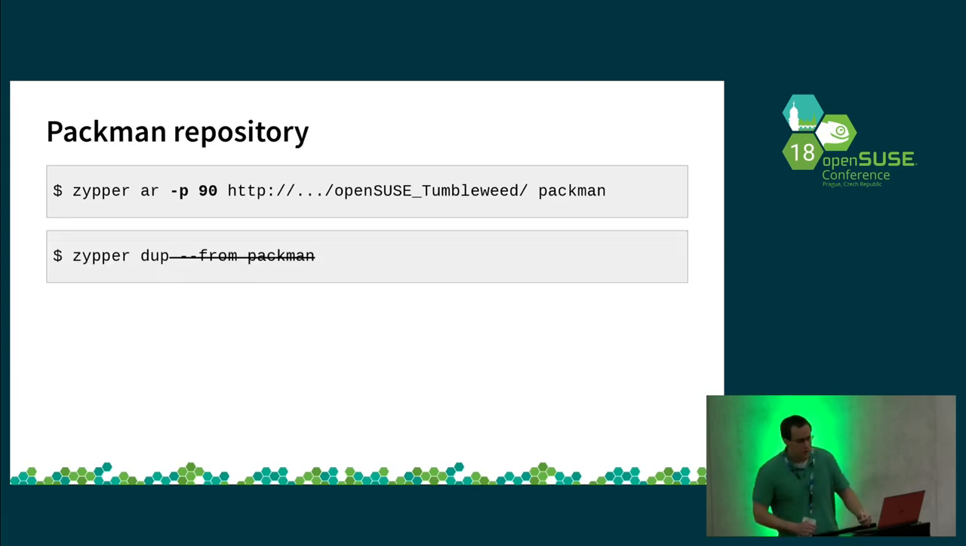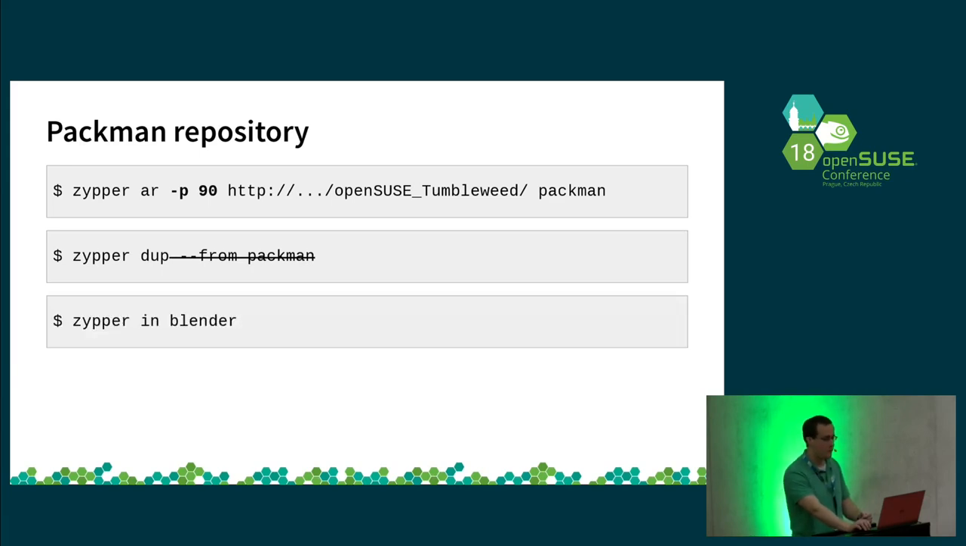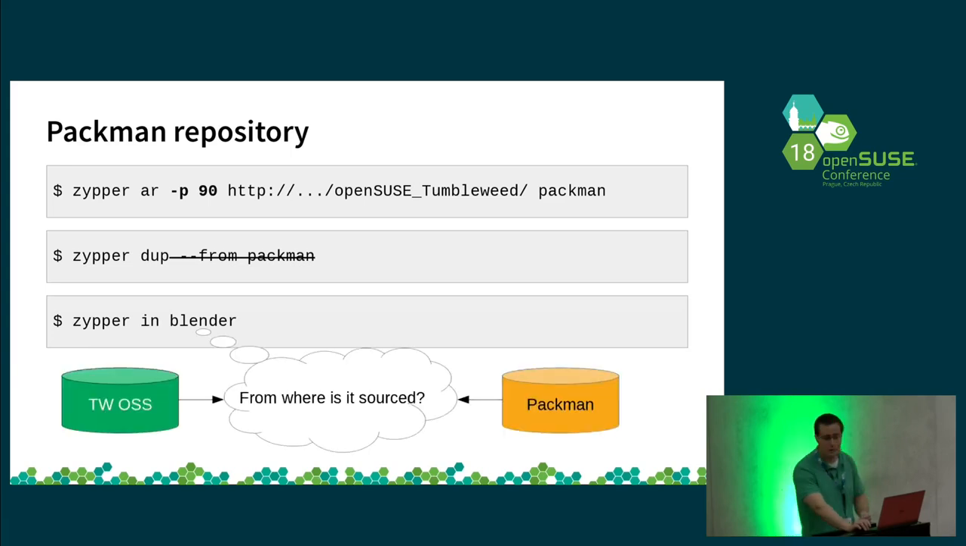Now we don't actually have to specify to dup from Pacman. We can just say dup in general, because it will pick any packages that come from both, from Pacman, because we told it it's a higher priority. Here again is the example of installing a package that wouldn't exist in the first place, Blender. So we have the question again of where does it come from? But this time it's easy to answer. It comes from Pacman because we added that with a higher priority.